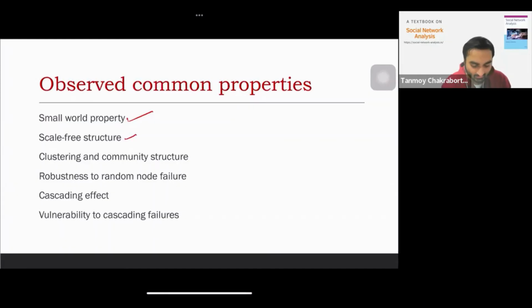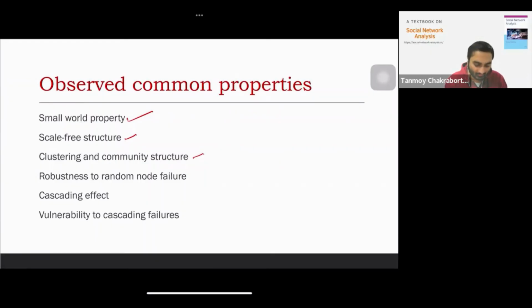Similarly, we'll see that most of these networks follow something called a power law degree distribution. Power law, property-wise, is scale-free. So those networks which follow a power law degree distribution are scale-free. We will also see that real-world networks form clusters and communities quite often. It is rare that networks do not form many clusters, because of a property called homophily, where nodes with similar properties interact quite often and create these clusters.